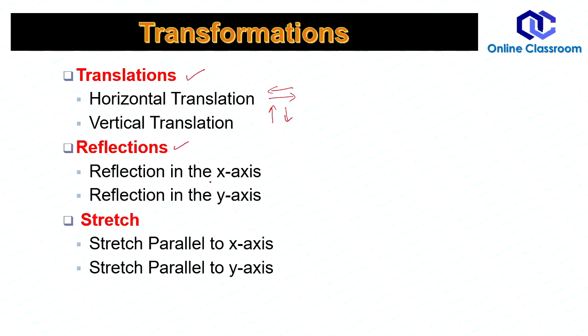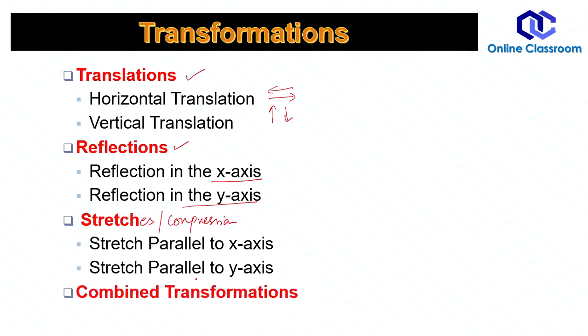Again, we have only two types of reflection, in the x-axis and in the y-axis. No other in the part of syllabus. And thirdly, the stretch, or you can say stretches, and some authors use the word compression also. Stretch and compression. We will discuss in detail why you have this word compressions also. So again, stretches parallel to x-axis and parallel to y-axis. And one more possibility, that you have a combination of more than one transformation, that is two or more transformations.